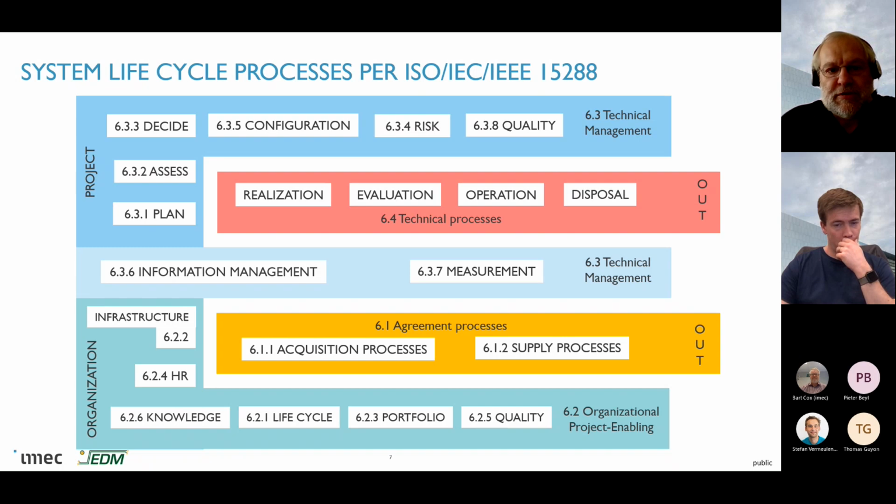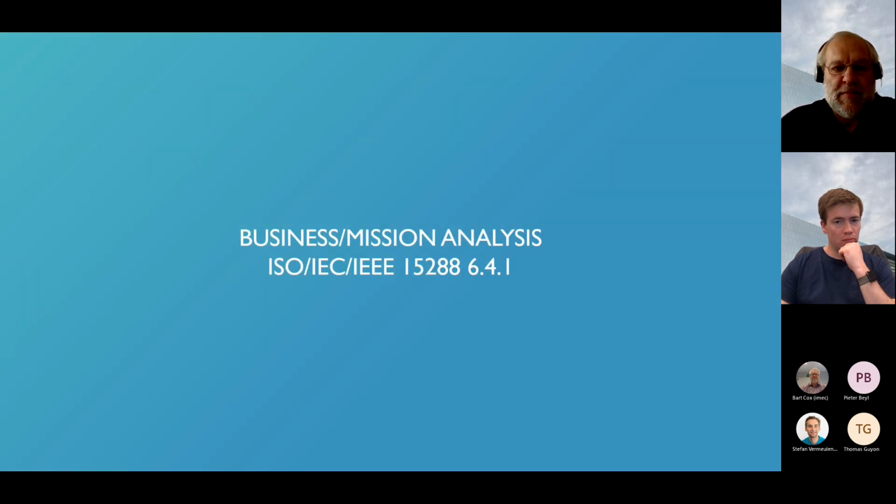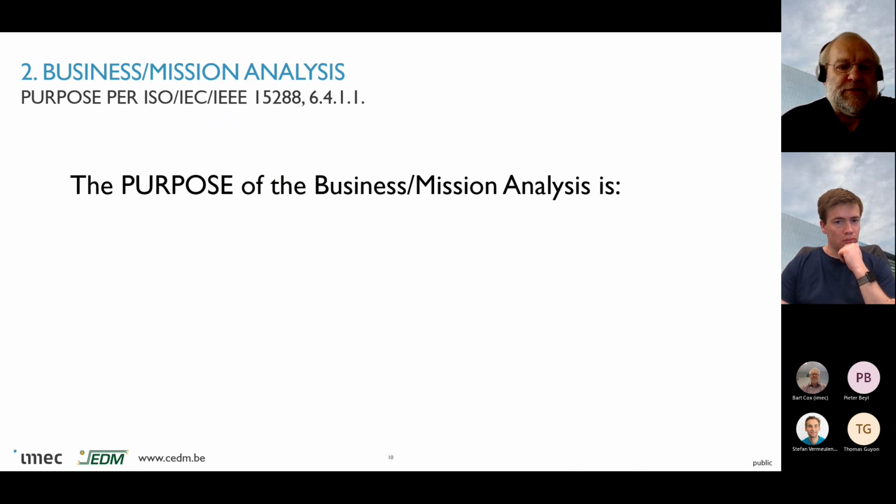So our focus is on the technical processes, and in this part of the webinar we look at the business analysis and the stakeholder needs and requirements definitions, which are the first two processes of the series of 14 technical processes. And they are really the preparation work we need to do before we can actually start developing. So the first basic technical process is the business mission analysis, and the purpose of that process is threefold.